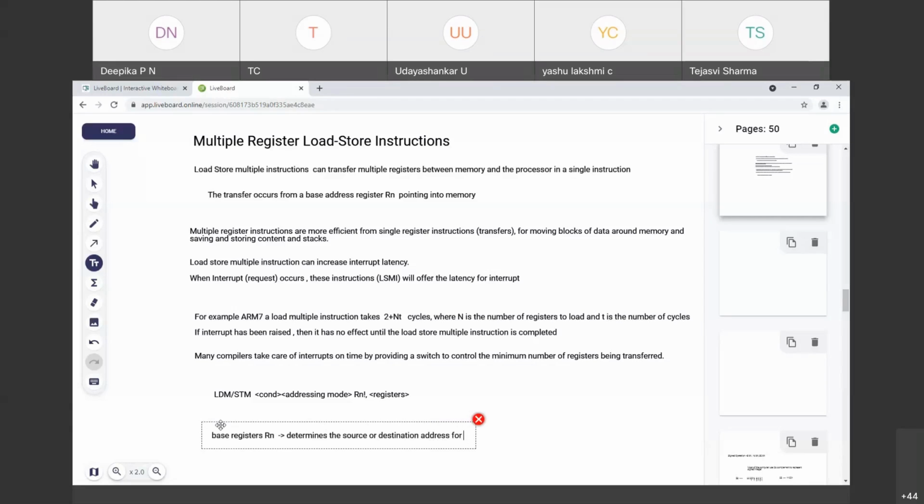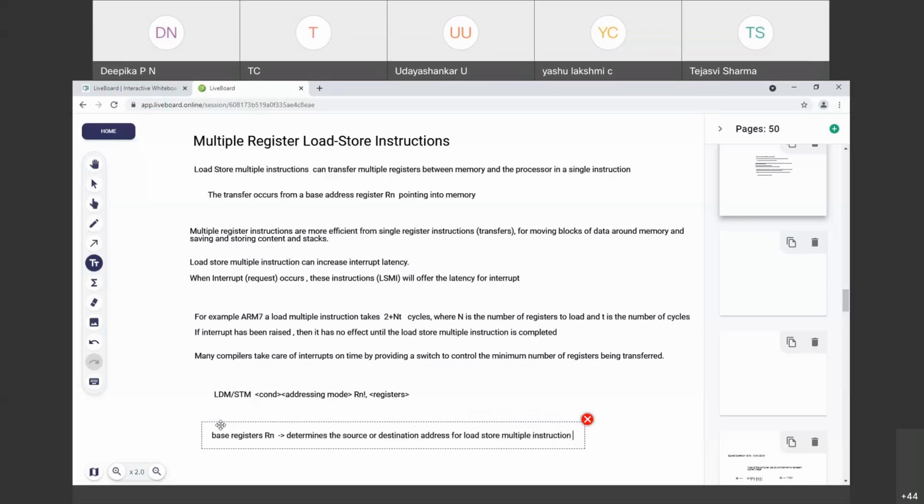This applies to the load store multiple instruction. This register can optionally be updated following the transfer.